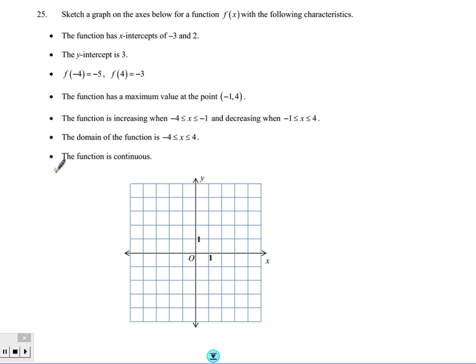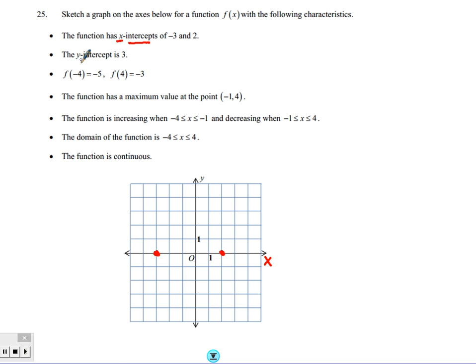Let's start and see if we can get each one in there. The function has x-intercepts of -3 and 2. Intercept means it crosses, so it crosses the x. Here's my x. It crosses the x at -3 and 2. At -3 it crosses, and at +2 it crosses. So we need to go through those 2 points.